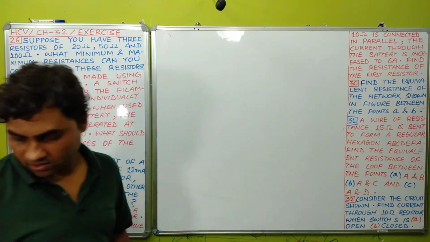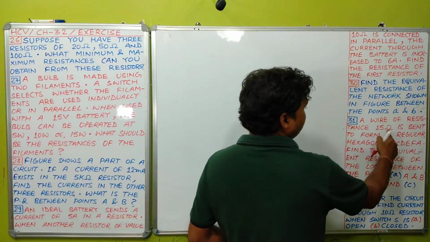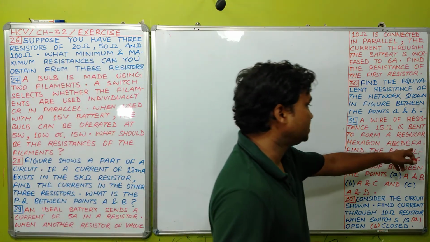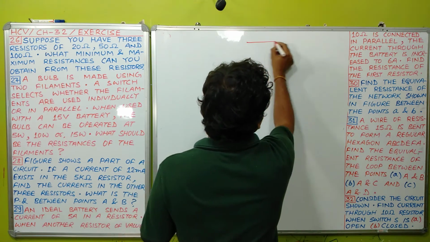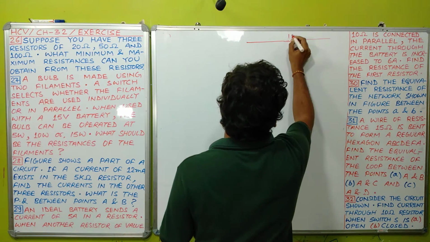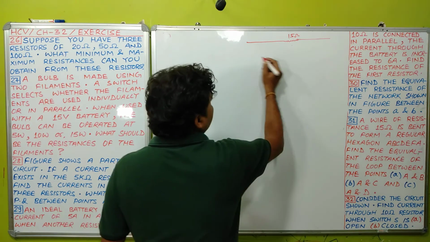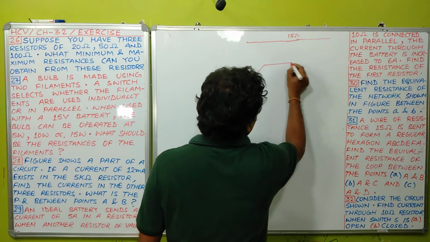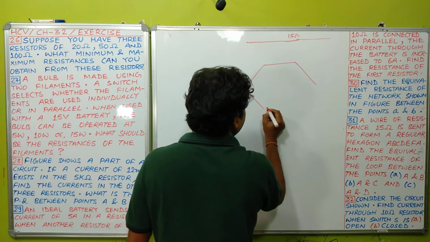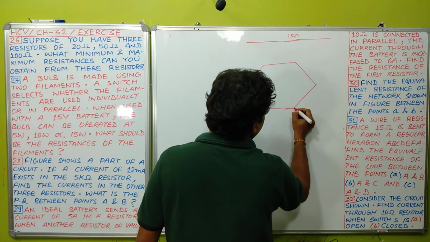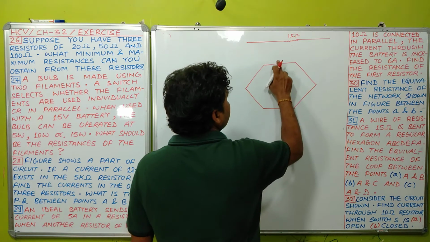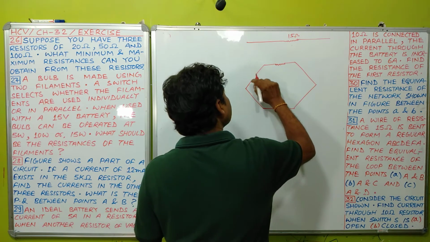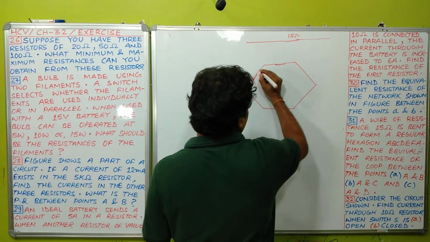So this question is saying a wire of resistance 15 ohm is bent to form a regular hexagon ABCDEFA. We have a wire having total resistance 15 ohm, and we bend this wire in the form of a regular hexagon like this. Obviously you can understand the resistance of each side of this regular hexagon.